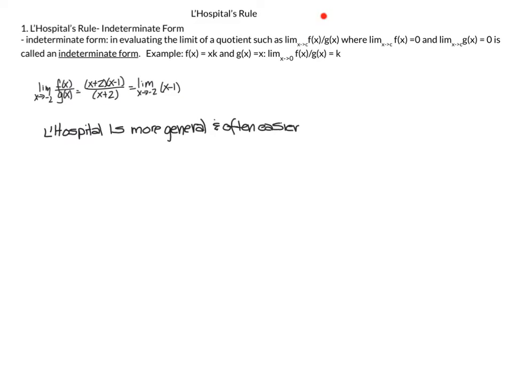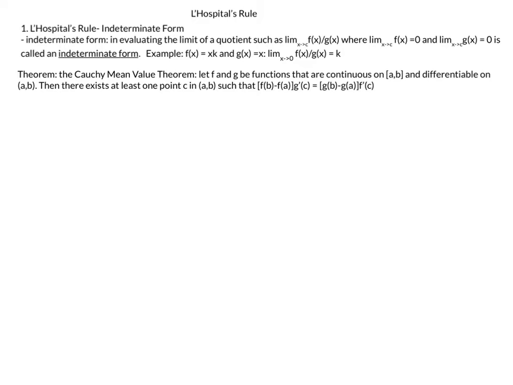Sometimes you would take this quotient and do some sort of simplification or cancellation, in which case you can work with the resulting limit. L'Hopital is a more general way of dealing with indeterminate forms and often an easier calculation to do. To help us get to L'Hopital, we're going to start with the Cauchy mean value theorem.